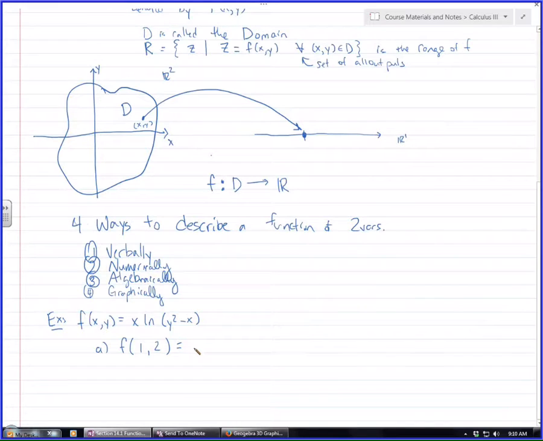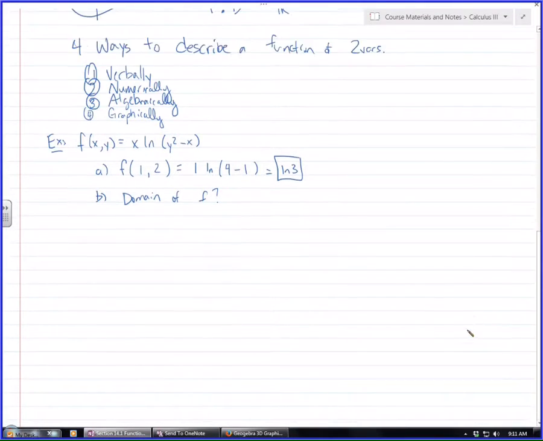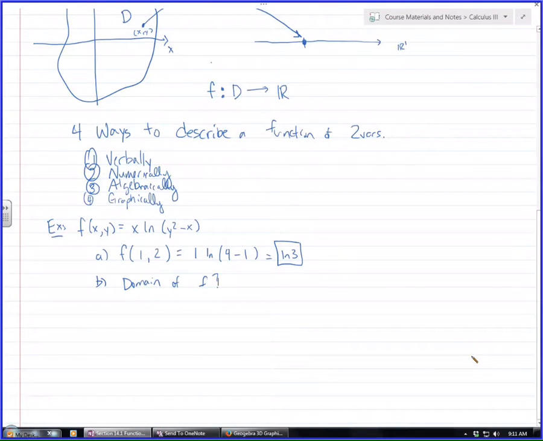1 for x and 2 for y, ordered pairs. So 1 times natural log of 4 minus 1, which means I get log 3 as my output. Okay, what about the domain question? What is the domain of f? Remember domains, what you're allowed to plug in.